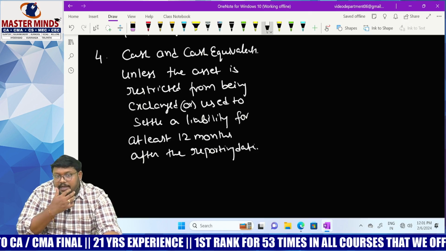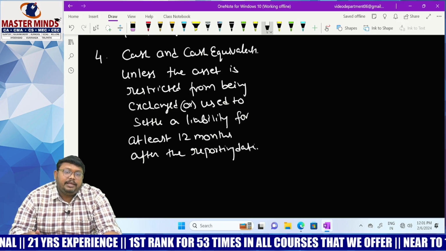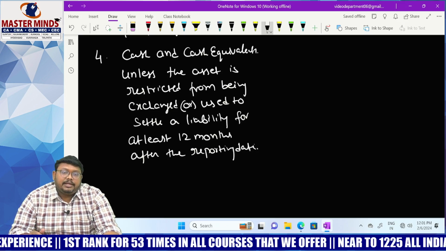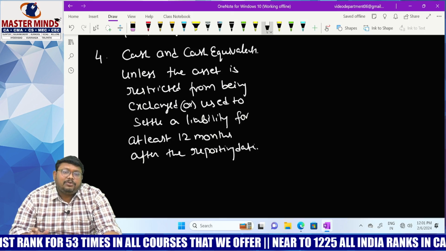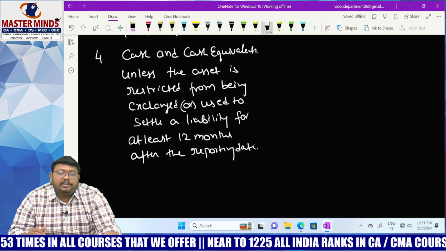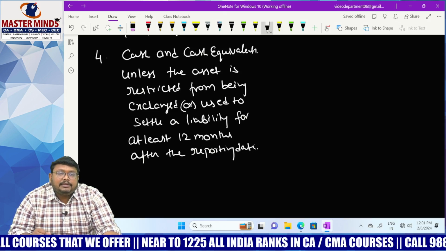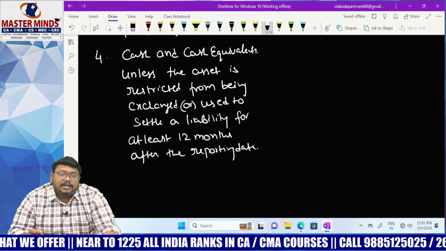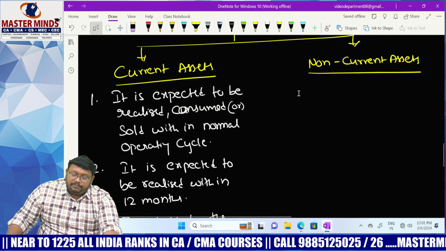Simply put, cash and cash equivalent are current assets unless the asset is restricted from being exchanged or used to settle a liability for at least 12 months. If you restrict it for at least 12 months after the reporting date, the balance sheet date, then it will not be considered a current asset. Otherwise, all cash and cash equivalents are considered current assets. So that is about it. Current assets means we need to have the 4 elements.